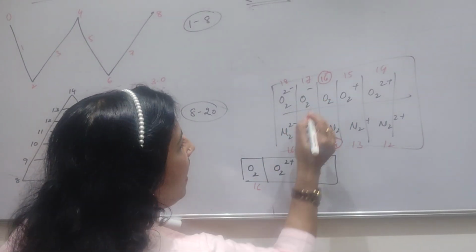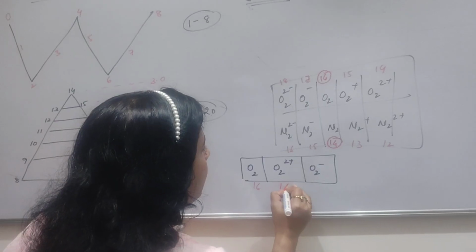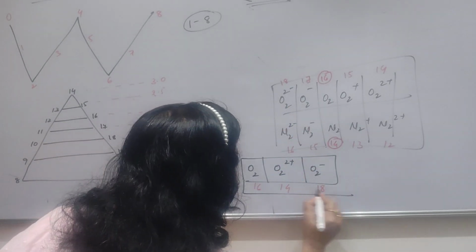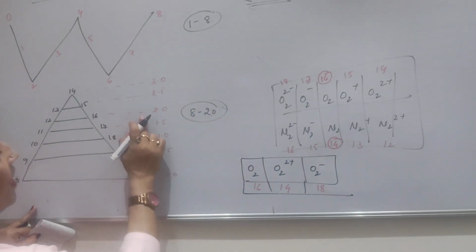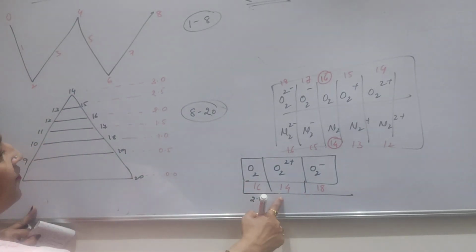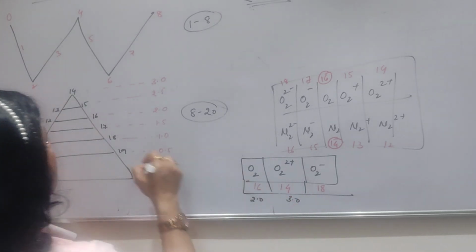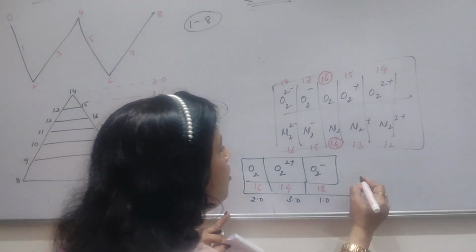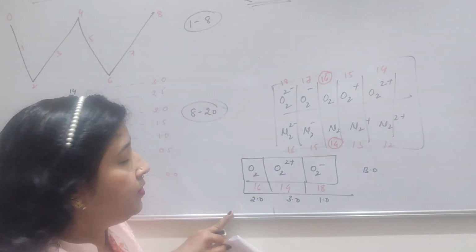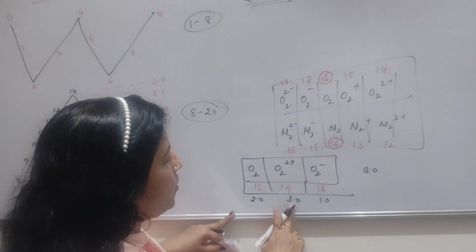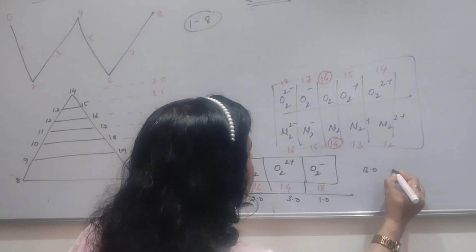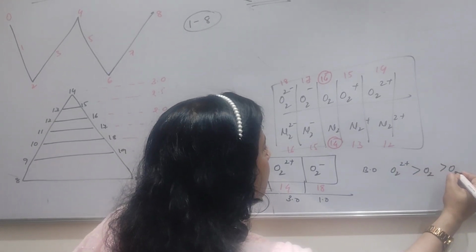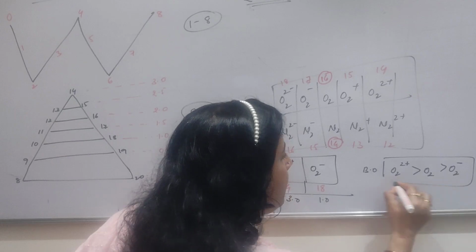So O2, I know it is 16 electrons, and O2 2 plus is 14, and O2 2 minus is 18. So in that case, the 16 electrons will have bond order equal to 2.0. The 14 one will have 3.0 and the 18 one will have 1.0. So which has the highest bond order? The bond order for these three will be 3, 2, 1. That is O2 2 plus is greater than O2, which is greater than O2 minus. This is the bond order.